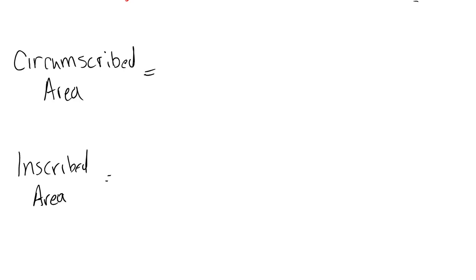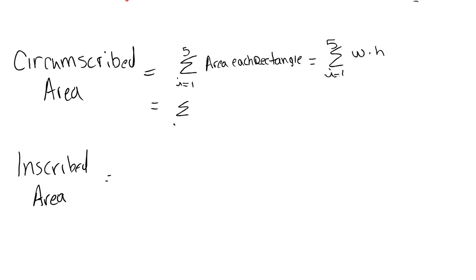So now let's take a moment to summarize everything into a formula for our circumscribed area and our inscribed area. So if you remember, what we were doing is we had 5 rectangles. So we're going to sum from i equals 1 to 5 for each of those 5 rectangles. And we need to find the area of each rectangle. And what we found is that we can find the area of each rectangle by doing the width times the height. The width was the same for each rectangle. We called that delta x. And the height, those were the y values at the endpoints.